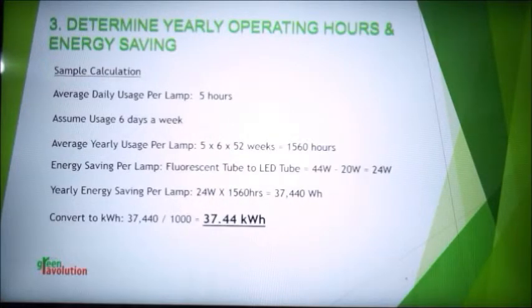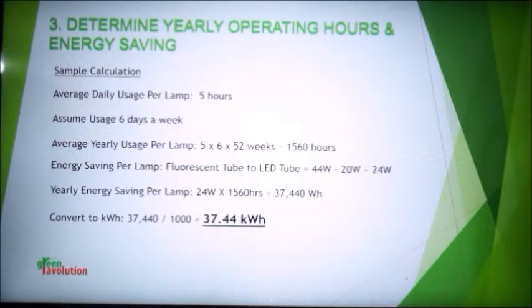So let's assume the following. Let's assume that you use per lamp for 5 hours a day, 6 days a week, around the year. So average yearly usage per lamp will be 5 times 6 times 52. You get 1,560 hours. So you need to determine how many hours you operate your lamps per year.